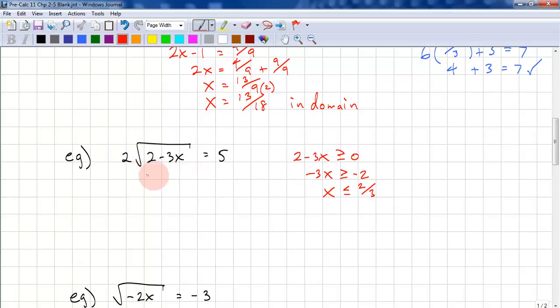Okay, let's isolate the radical. Divide both sides by 2. Square both sides. 5 squared is 25. 2 squared is 4. Isolate the x. 2 becomes negative 2 on this side. So this is 25 over 4. And the common denominator is 4, so that's negative 8 over 4. 25 minus 8 is 17. Divide both sides by negative 3.